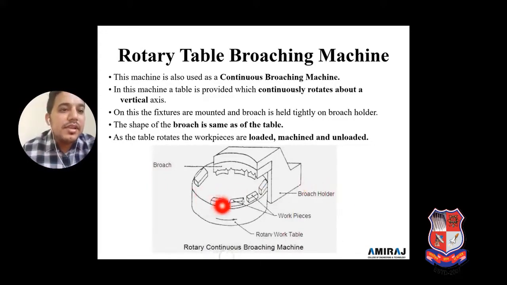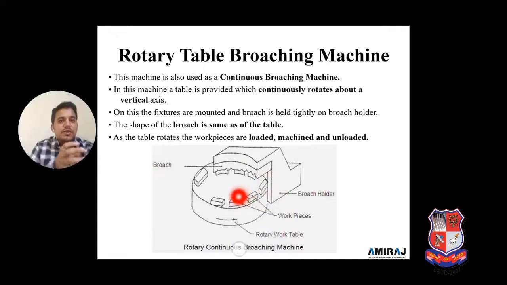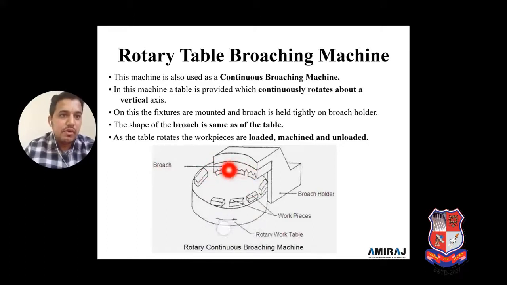The rotary table is there, we put the workpiece onto the table, and here the broach is there. This broach is a circular type of broach, a little bit as the radial diameter of the worktable, okay. The broach is the same as the table. As the table rotates, the workpiece will be loaded, machined and unloaded. It will be manual or it will be robotic, okay.